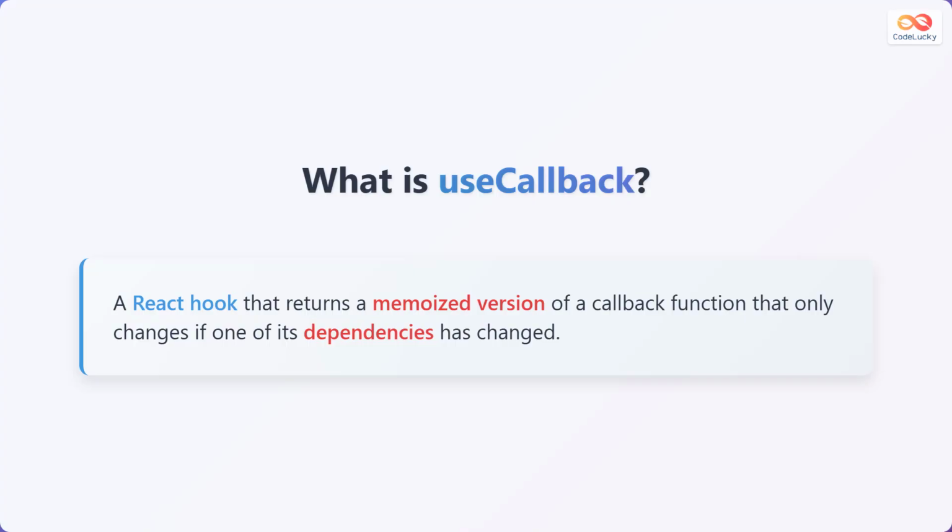The useCallback hook is a React hook that returns a memoized version of a callback function. This memoized version only changes if one of its dependencies has changed. In simpler terms, it remembers the function and only updates it when necessary.